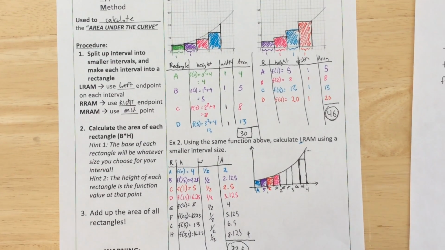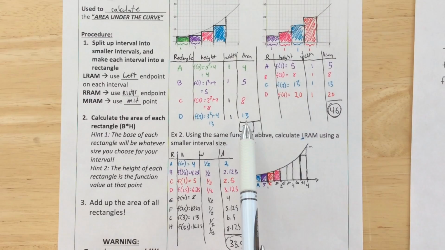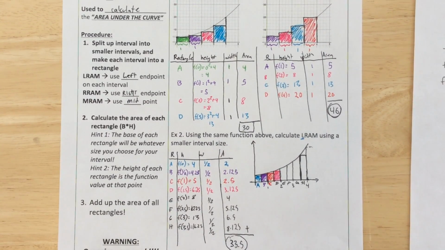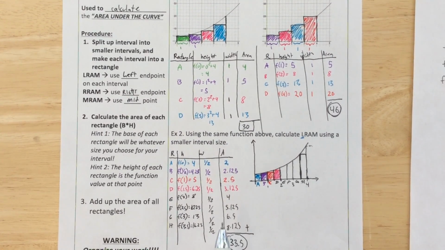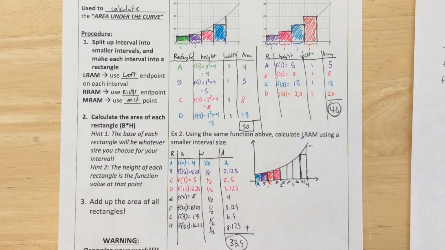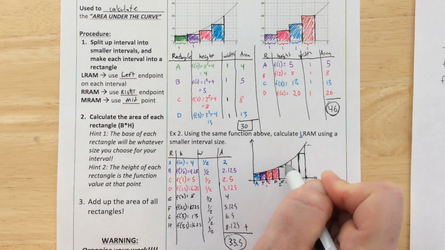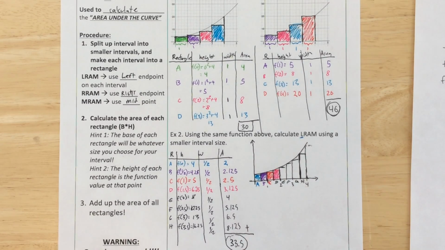Which, if we think about it relative to my other answers, I was expecting somewhere between 30 and 46. I was expecting a more accurate answer. And if I'm using smaller rectangles, I'm probably inching a little bit closer to the actual area. And so using the smaller rectangles gave me a better estimate.